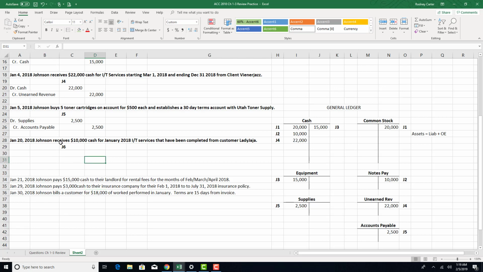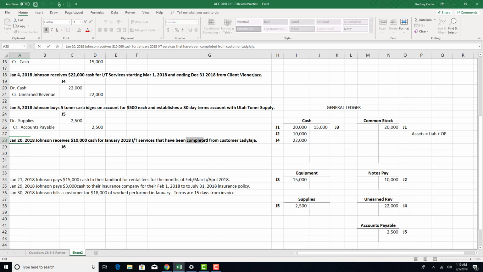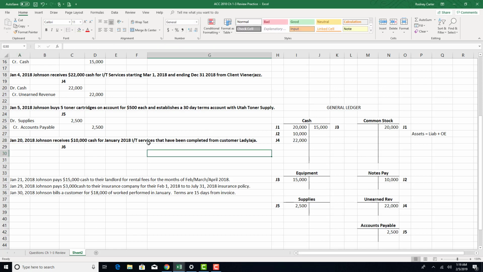Johnson receives $10,000 cash for January 2018 IT services that have been completed for customer Lady Jaja. Also funny. This is the word I want to focus on here: completed. IT services that have been completed. The question is, have we earned this revenue?